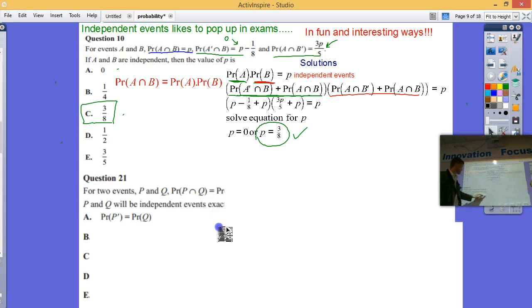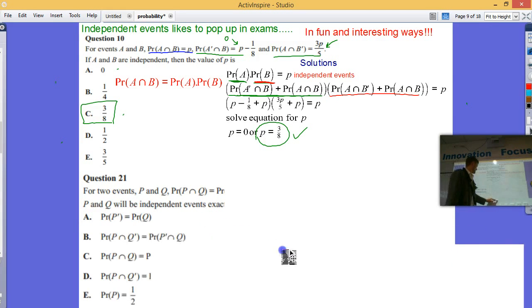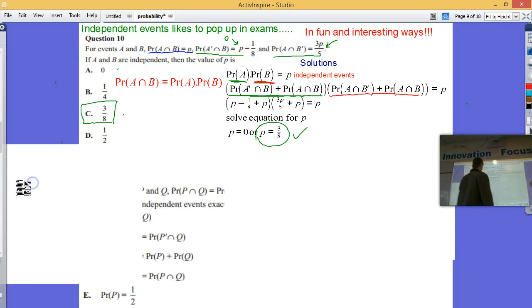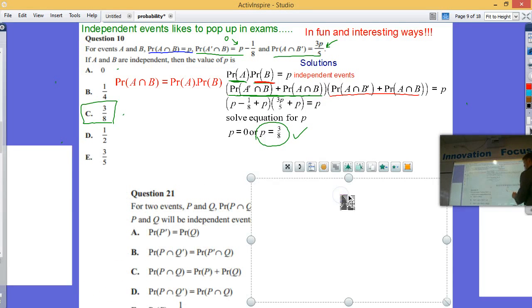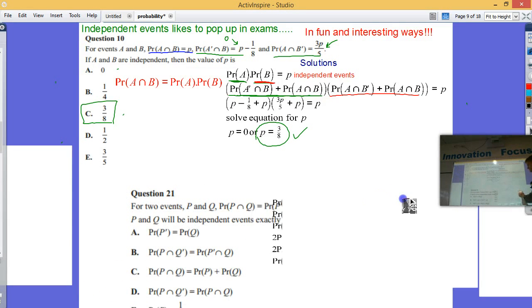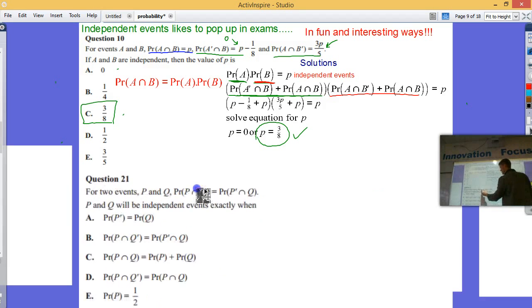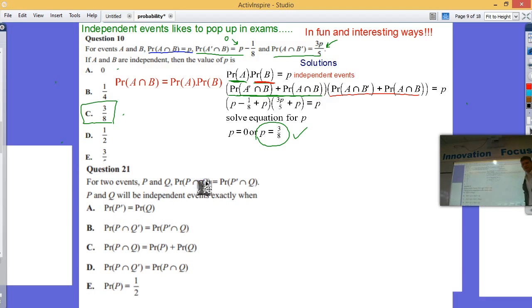Alright, let's consider the next problem. So we have now, for two events P and Q, probability of P intersect Q equals probability of not P intersect Q. So that's an interesting thing. What does that mean?